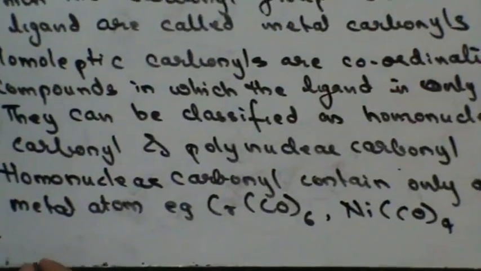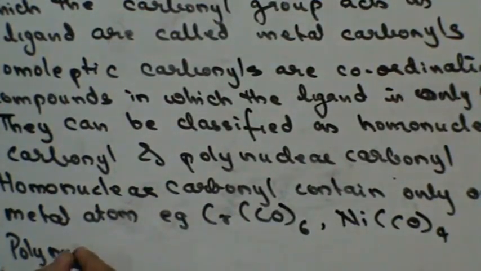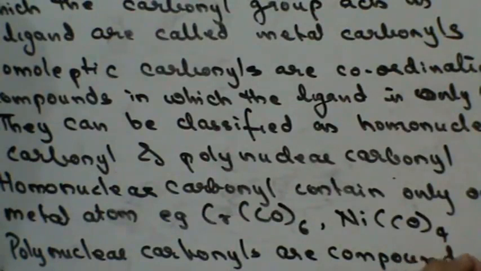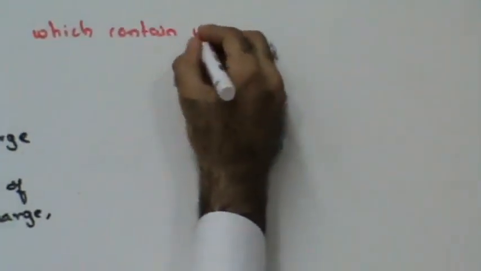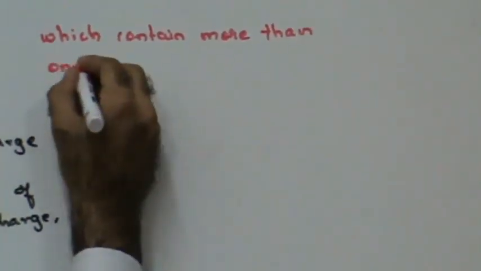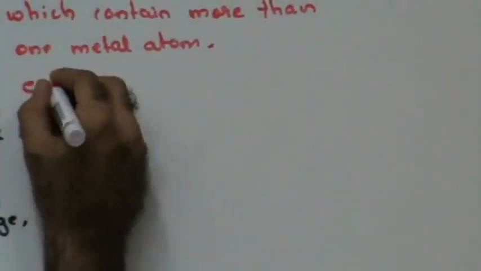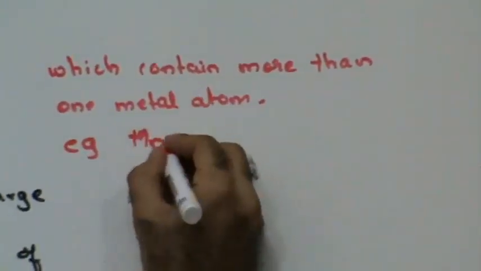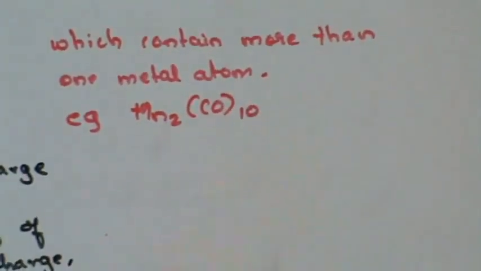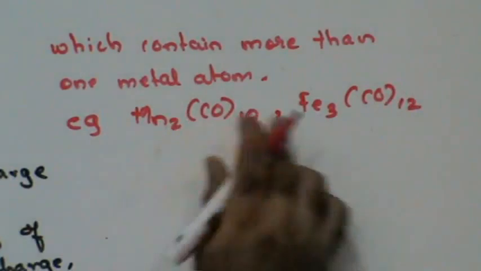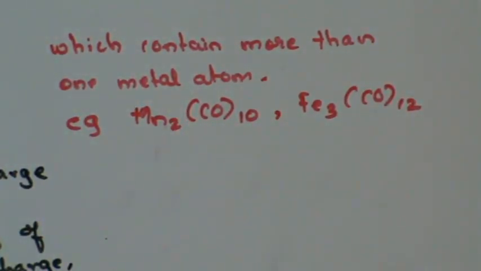Next, polynuclear carbonyls are compounds which contain more than one metal atom. These are called polynuclear carbonyl groups. I could give you an example, for example decacarbonyl dimanganese or Fe3CO12. Here you can see that in the first case there are two metal atoms, in the second case there are three iron atoms. Right?